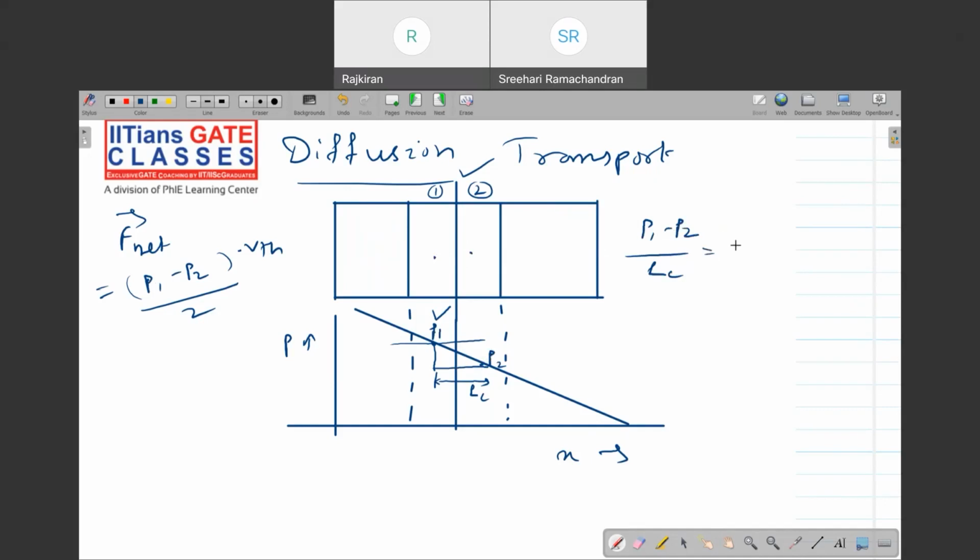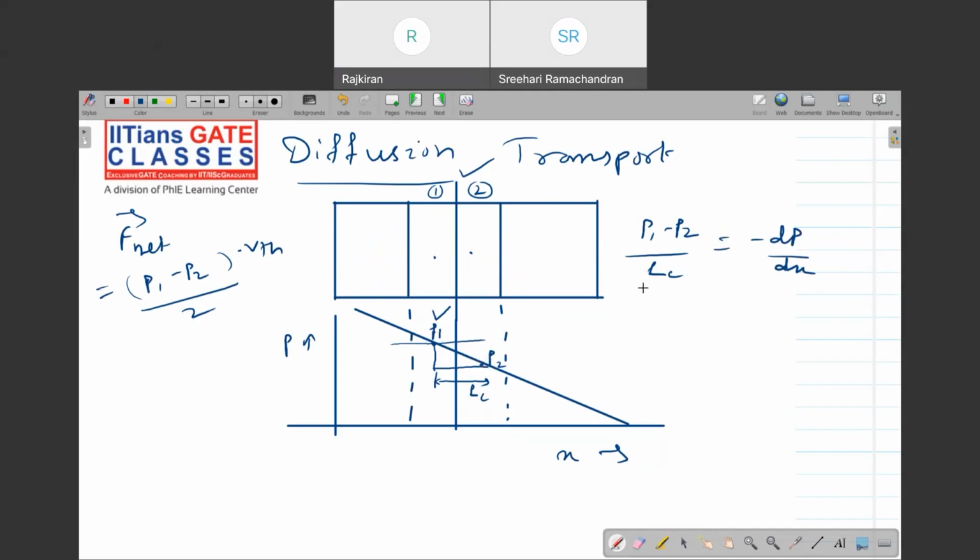Actually, it's negative, right, sir? P1 minus P2. So P1 minus P2 by LC will give me the slope, which is minus dp by dx. The slope is negative, right? Slope is minus dp by dx. Clear? Since the slope is negative, the negative slope is given by P1 minus P2 by LC. So now what do I have to do?